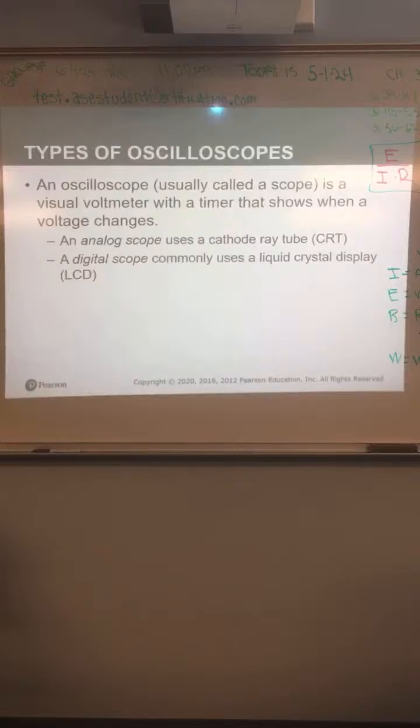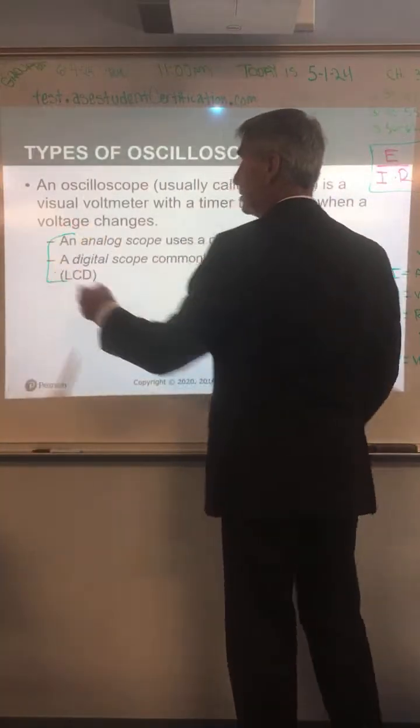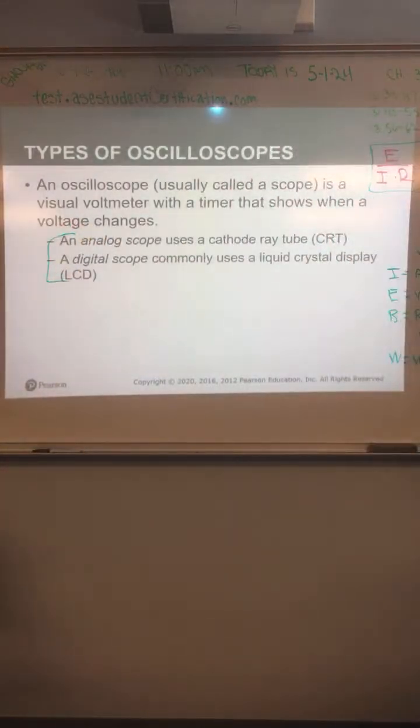Oscilloscope is called a scope. It's just a visual voltmeter with a timer that shows when the voltage changes. The advantages of these is you can actually see something happening that you might not be able to see on just a number display. Okay. Analog scope uses a CRT and a digital scope uses an LCD or liquid crystal display. You need to know that.